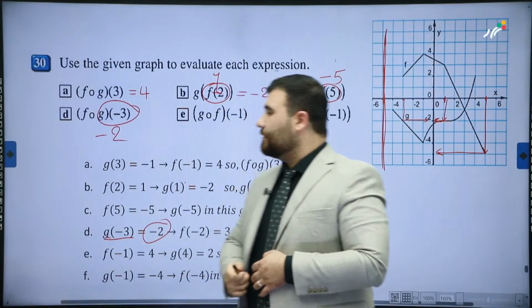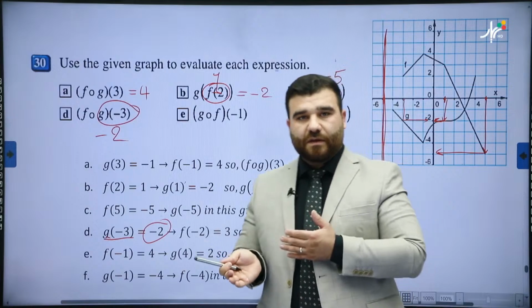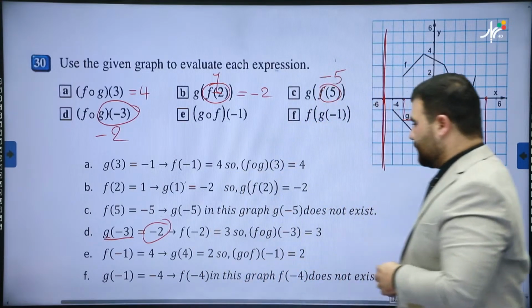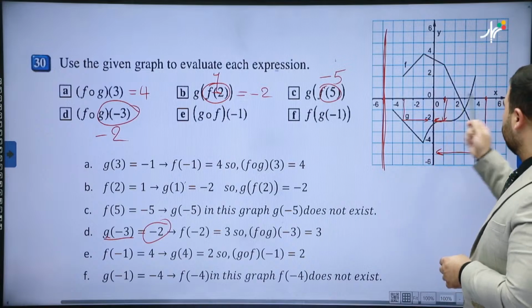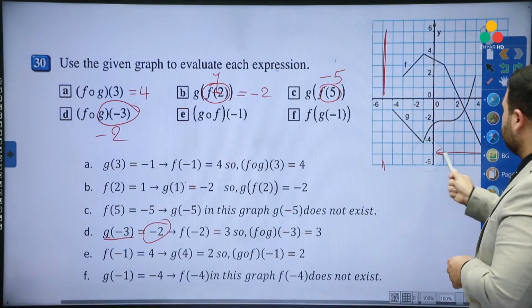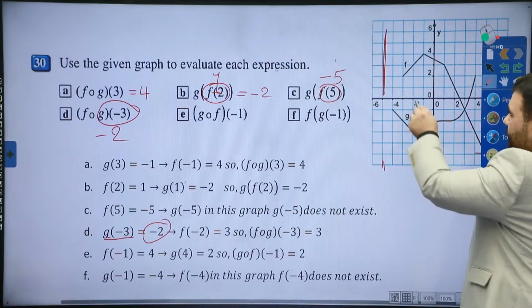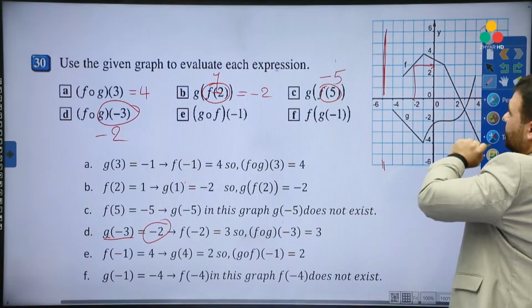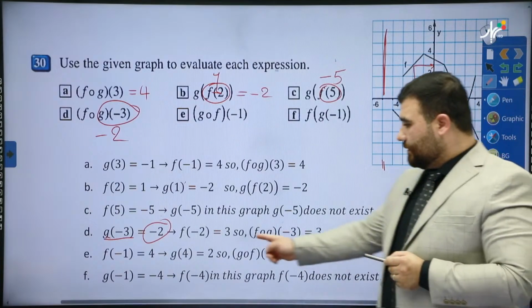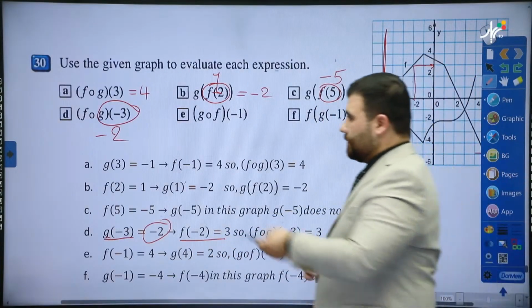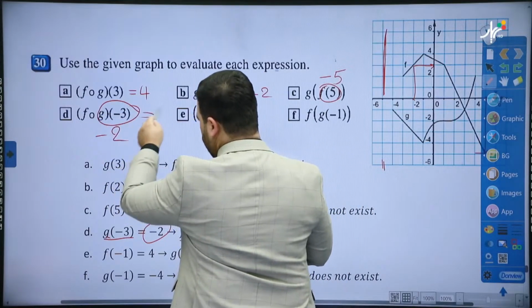Okay. If g of -3 is -2, and I have the f left, I should find f of -2. F of -2, according to this graph, -2 is here, f of -2 is equal to 3. Then f of -2 is 3. This 3 is the result of this part. It's equal to 3.